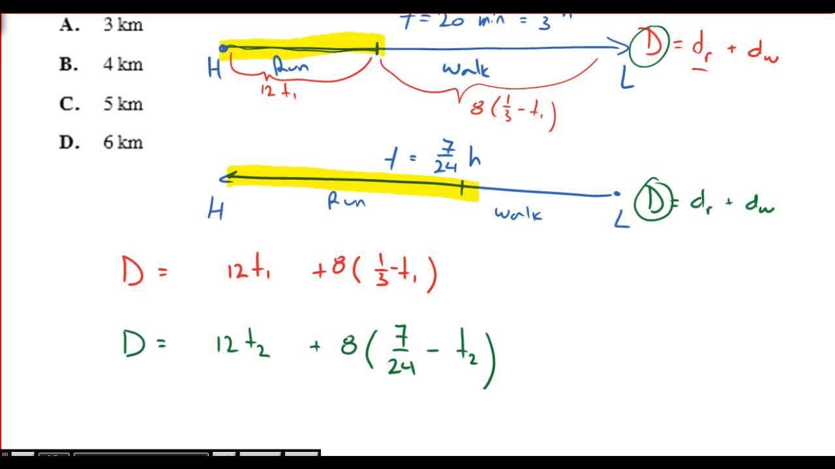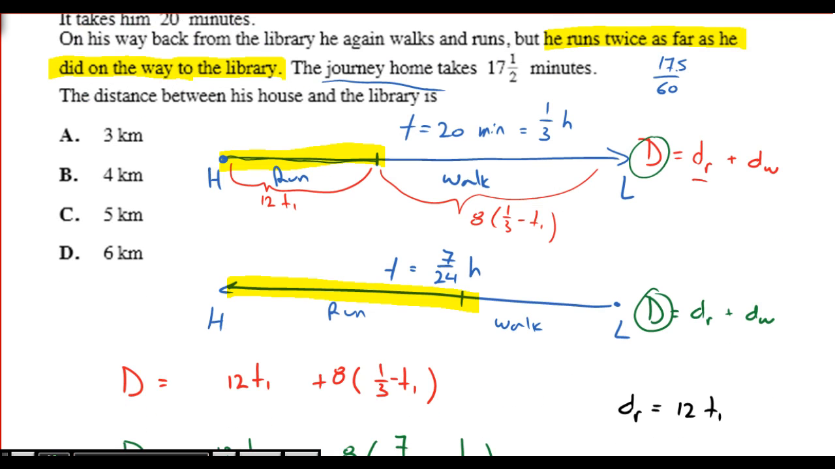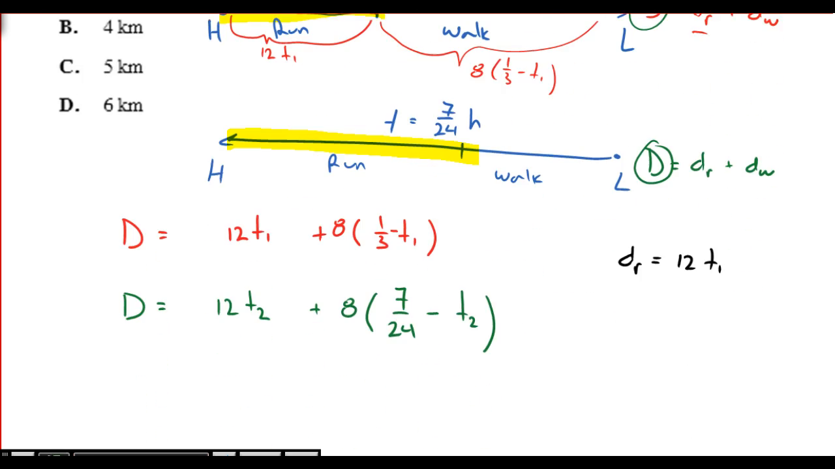Okay, if the total distance he ran is d, and I'll put here dr for distance ran. This is for this first part on the way to the library, is 12 t1, and the question tells us that he ran twice as far on the way back. Well, that would mean that 2 times dr would equal how much he ran on the way back, and how much he ran on the way back is 12 t2. We're getting a lot of variables here that are kind of overlapping a little bit. We just want to make sure that you're clear on which variable is which.